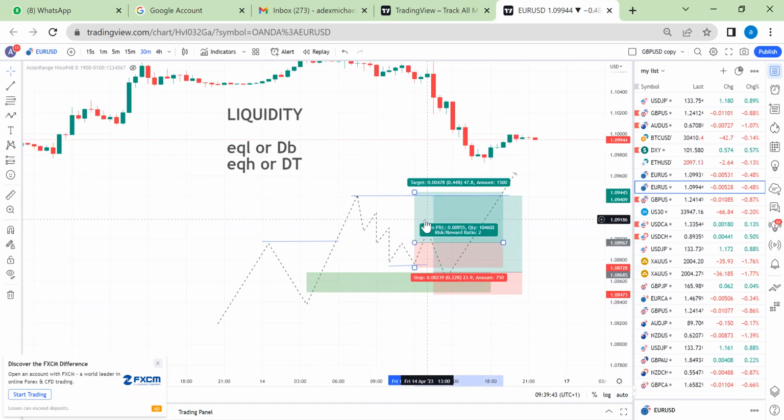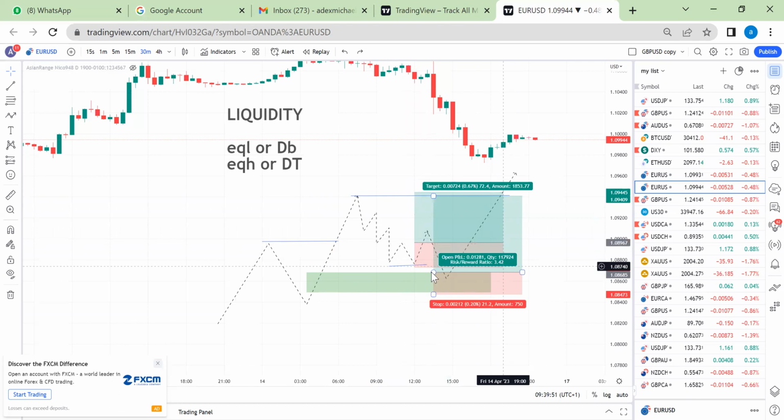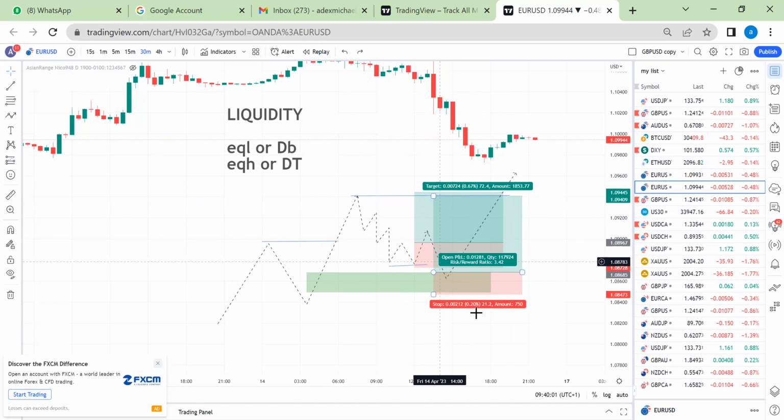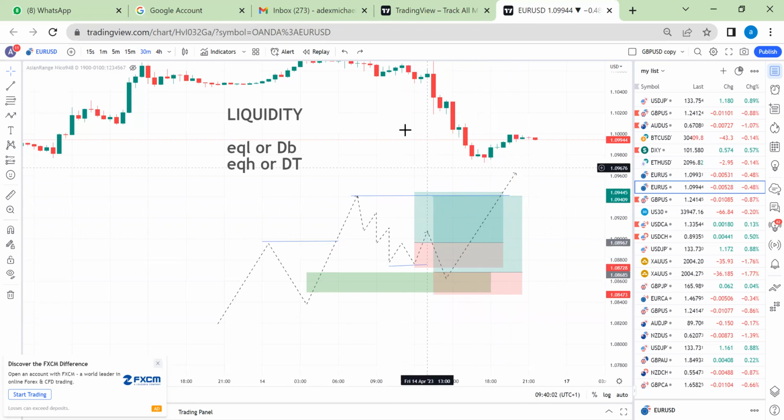So the people that took this trade, this particular one, are going to lose their money, and that money they lost, we are taking it. That's how it is. Liquidity is just money. So the money they lost is the one we are taking, and we are going for a profit. Exactly. Does that make sense?